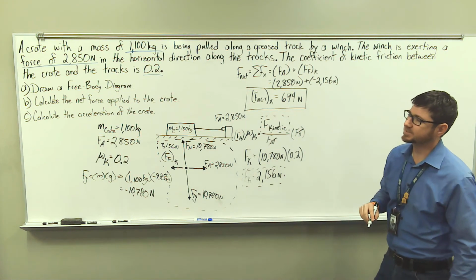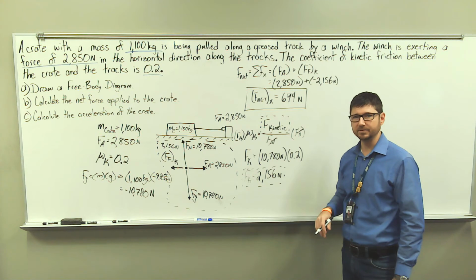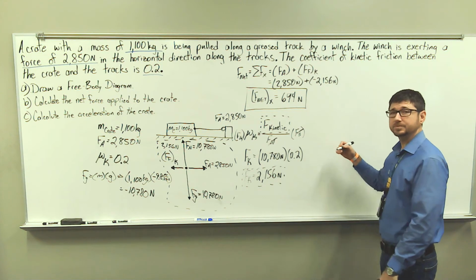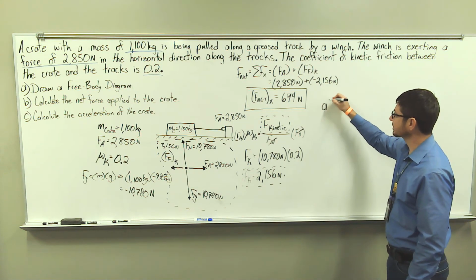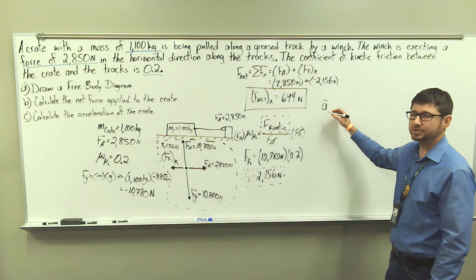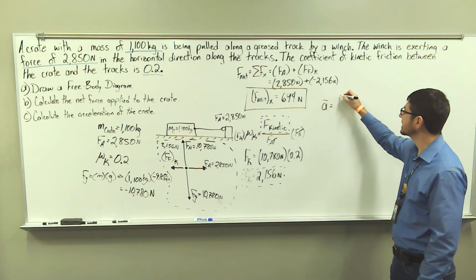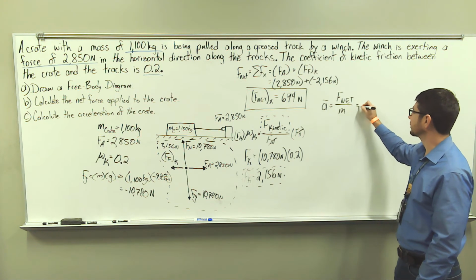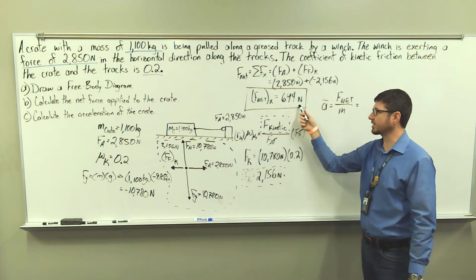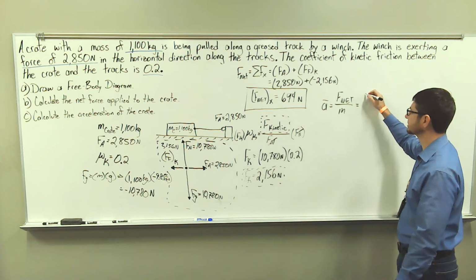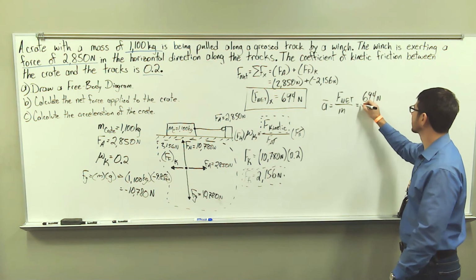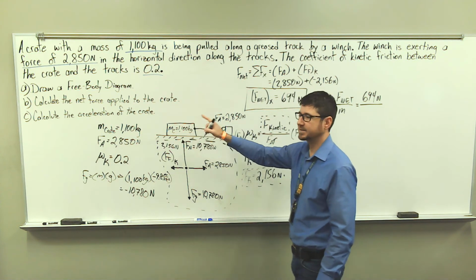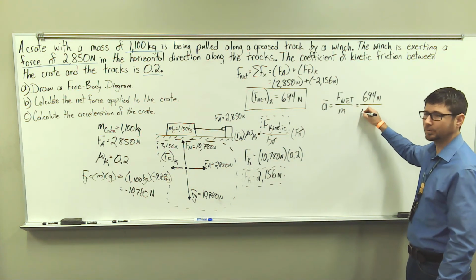And part C asks us to calculate the acceleration of the crate. Well, what we're going to do is use Newton's second law of motion. And Newton's second law of motion tells us that the acceleration of an object is directly proportional to the net force applied to the object and inversely proportional to the object's mass. Well, we have calculated the net force. We're going to use this calculated value, 694 newtons. We're going to divide it by the object's mass. The problem told us the object's mass, the mass of the crate, is 1,100 kilograms.